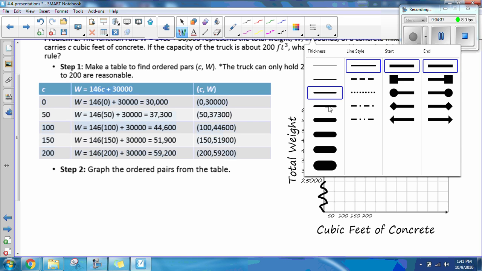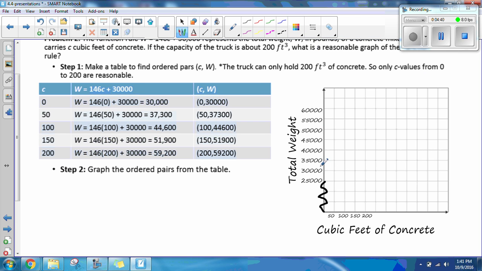At 0, we have 30,000. At 50, we have 37,300. At 100, we are at 44,600, so that's very close to 45,000. At 150, we're at 51,900, so a little above the 50, and at 200 we have 59,200. Notice these are all in a straight line. Remember, once you graph them, you need to connect the dots.